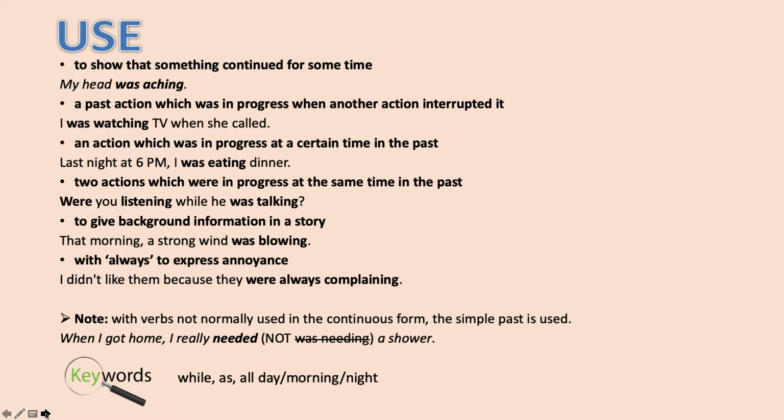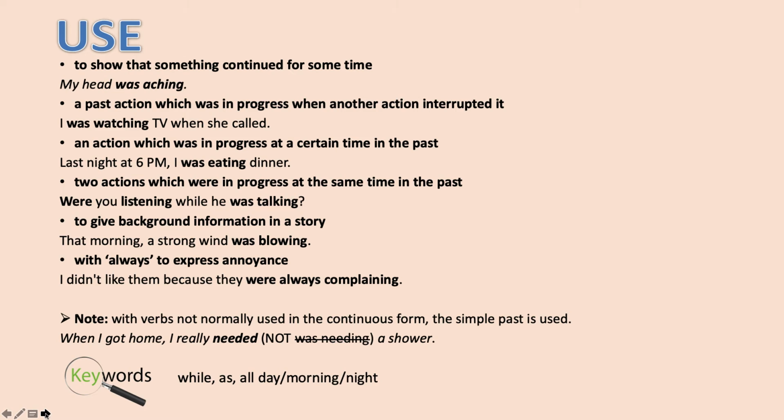To give background information in a story: that morning a strong wind was blowing. And with always, to express annoyance: I don't like them because they were always complaining. Note that with verbs not normally used in the continuous form, the simple past is used. So these are the stative verbs. When I got home, I really needed a shower. No one will say I was needing a shower, because this is a stative verb.